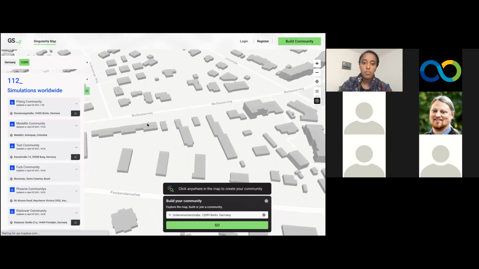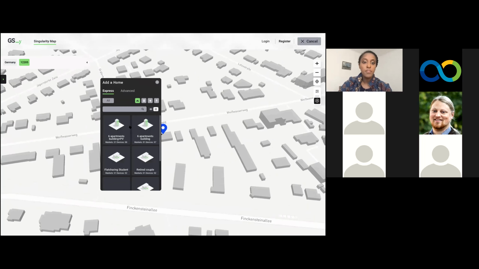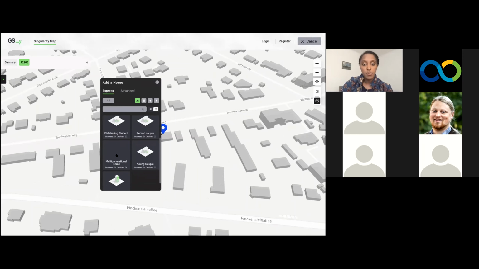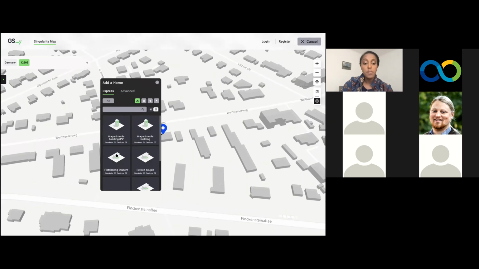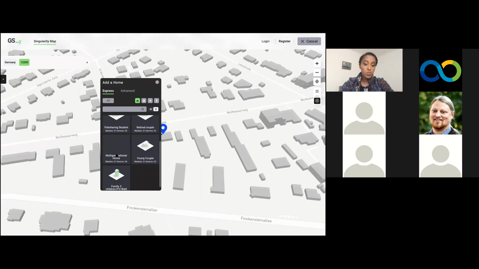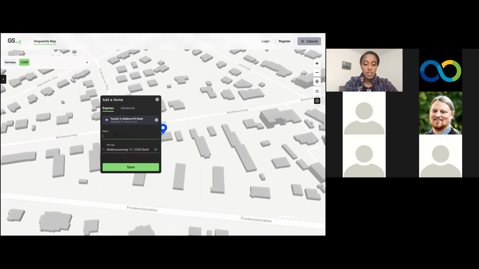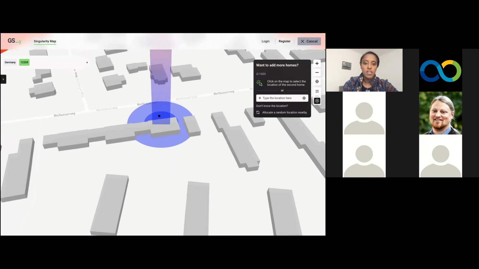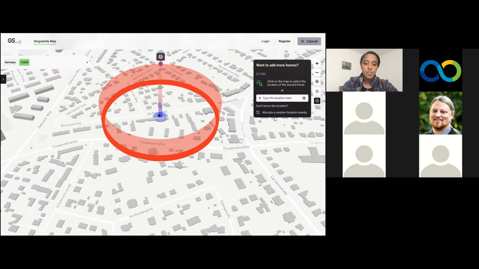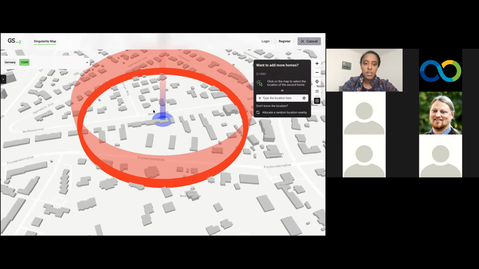So the first step would be to click and add a home. We have two modes in which you can create your simulation. The first one is express mode, where we already have a full library with pre-configured homes with energy assets such as PV, storage, and loads. So we'll click this and just write Fatma's home, and then I will save that. On the map, it automatically appears. It's more consuming because of the red dots.